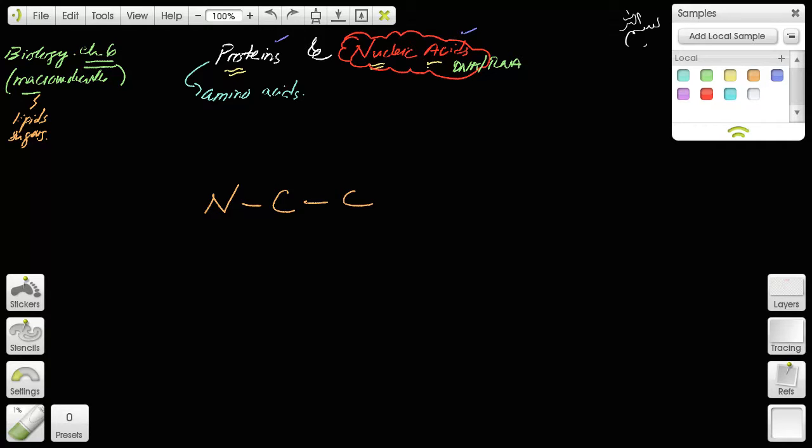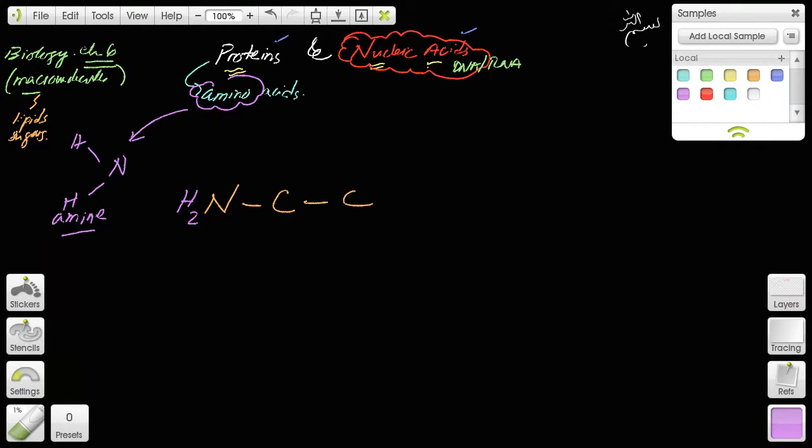Now I'm going to elaborate on the structure. They're called amino acids. The reason they're called amino acids is because this side is an amine group. That's NH2. When the nitrogen is attached to two hydrogens like that, that's called an amine group.